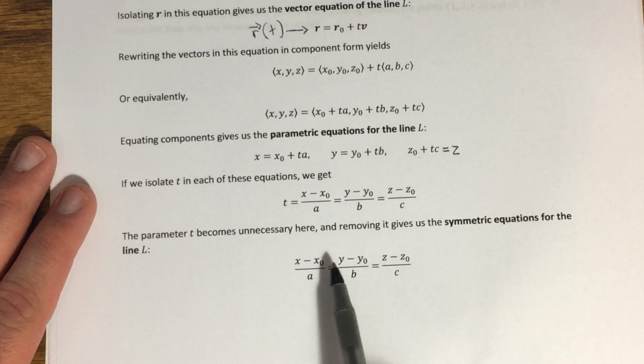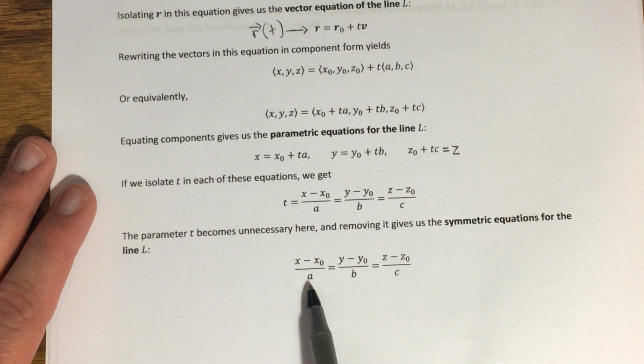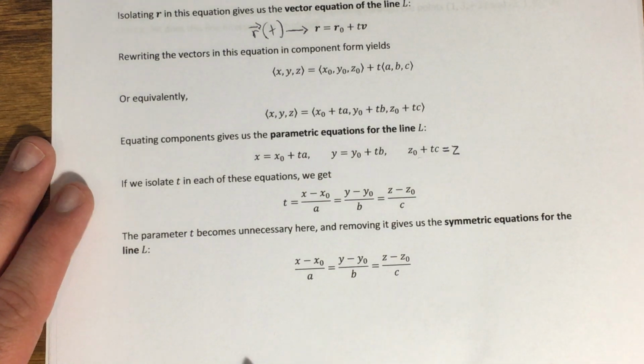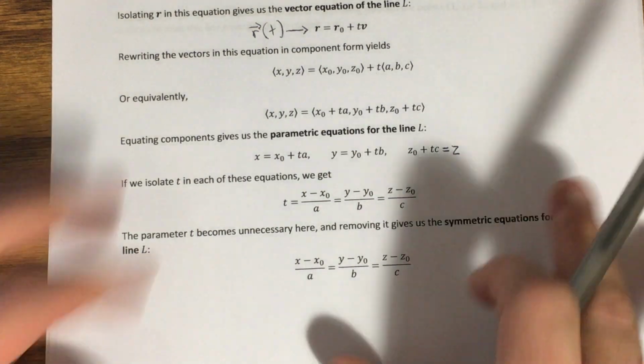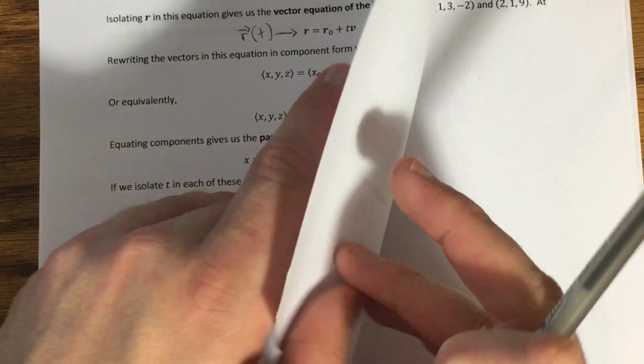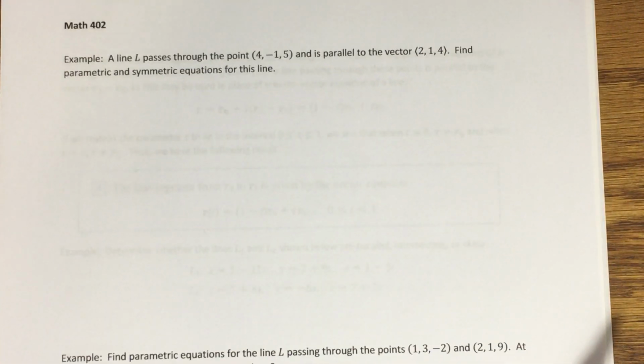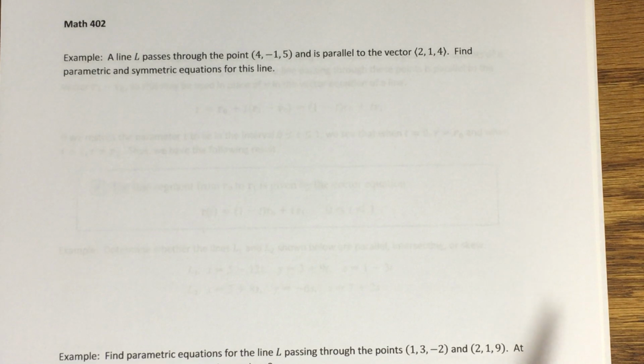x naught, y naught, z naught, those are the coordinates of the point on the line. The denominators here, a, b, and c, all come from the components of that vector that's parallel to that line. Oftentimes that vector v that's parallel to the line, we call that a direction vector. So you may hear me use that term here and there.